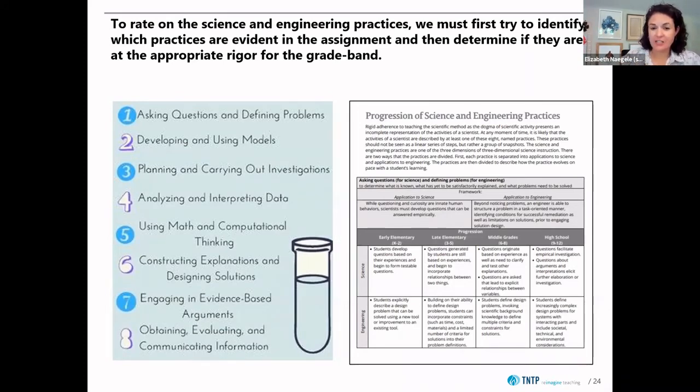Let me give you a minute to consider this question on your own. To avoid toggling through too many documents, what I would recommend is that you look at the assignment and see if kids are doing any of these 8 things. Are they asking questions? Are they developing or using models, all the way through the 8? And then we'll talk about if you think that's a yes or a no. Go ahead and take about 90 seconds to scan through that assignment and see if kids have an opportunity to do any of these 8 things.